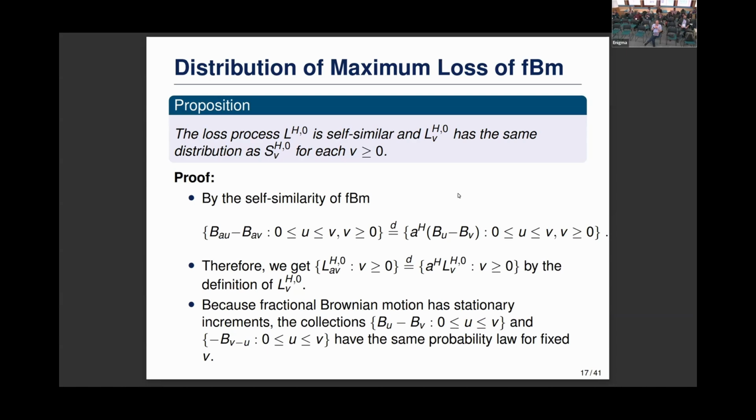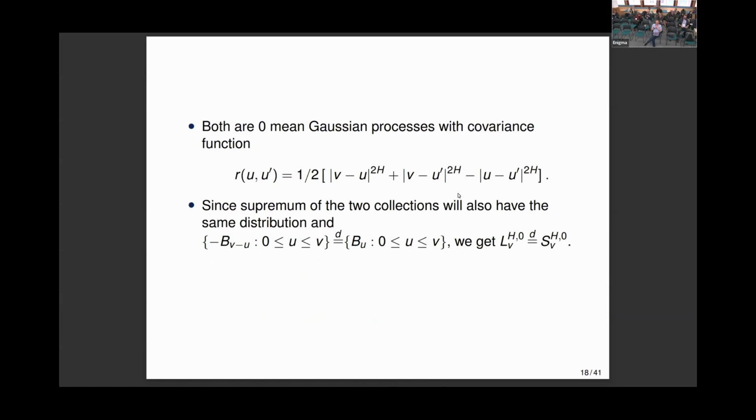As for the loss process, when the drift is zero, there's no drift. Again, we have the self-similarity property, and also because the fractional Brownian motion has stationary increments, such an increment will have the same law as this one for fixed value of v, and both will be zero mean Gaussian processes with such a covariance function. So their supremums will have the same law as well. So the loss process has the same law as the supremum of the fractional Brownian motion.